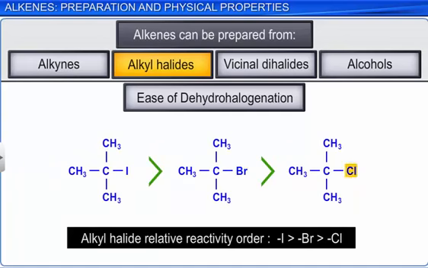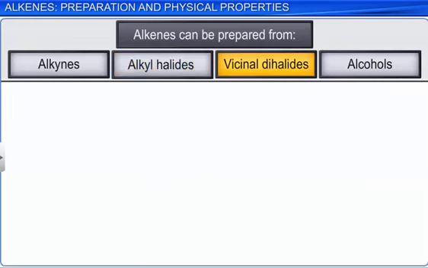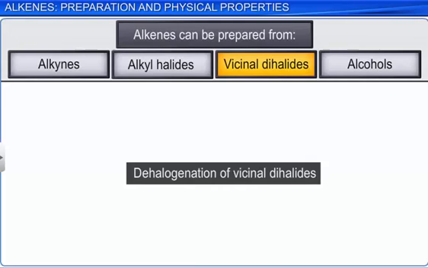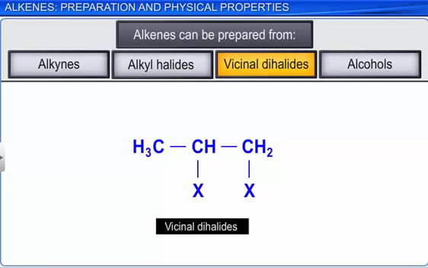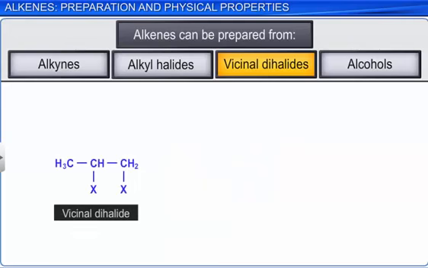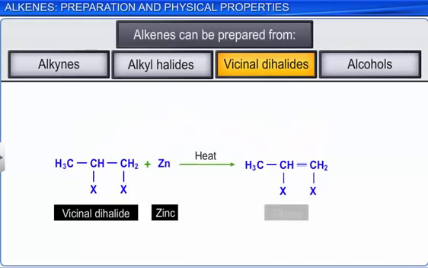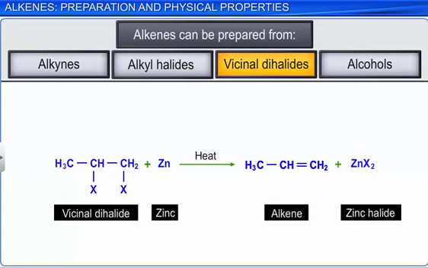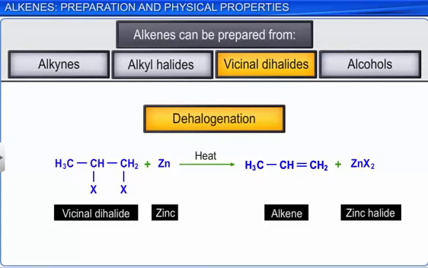Another way to obtain alkenes is by the dehalogenation of vicinal dihalides. In vicinal dihalides, the two halogen atoms are attached to two adjacent carbon atoms. When such dihalides are treated with zinc metal, the zinc atom removes the two halogen atoms, forming zinc halide, leaving behind an alkene in the process. This reaction is also called dehalogenation, as zinc removes two halogen atoms simultaneously.